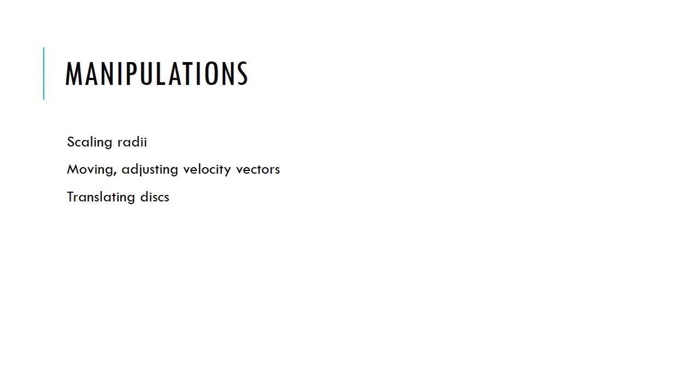So, as I said, we can scale the radii by dragging the mouse after choosing the green circle that was on the edge of each disk. We can also translate the vectors. We can make them shorter or longer, and we can change their direction. And we can also translate the disks themselves.